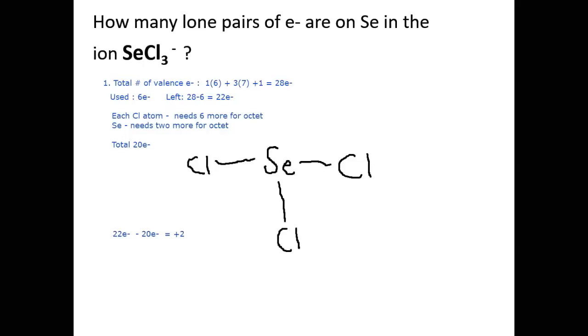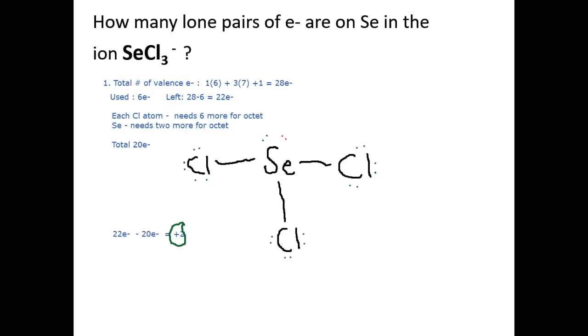Just go ahead and add the lone pairs of electrons around each atom for an octet. So it's six on each chlorine. Now, that extra two electrons, you just add to the central atom as a lone pair. So we'll do those in red. So whenever you have anything in surplus, you just fill the octet. Whatever is left, you dump it on the central atom as lone pairs of electrons.